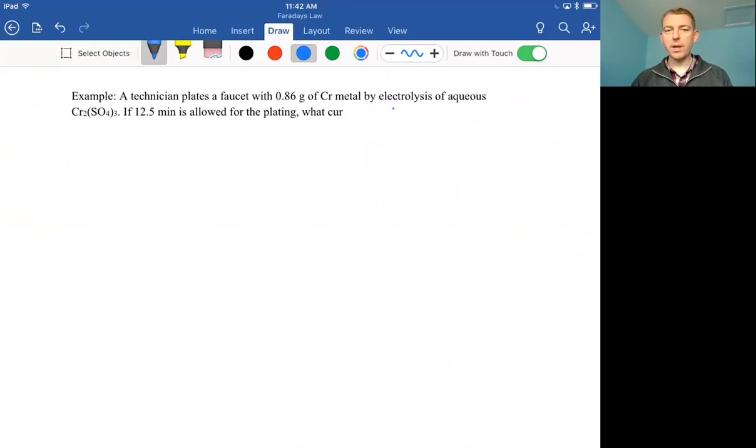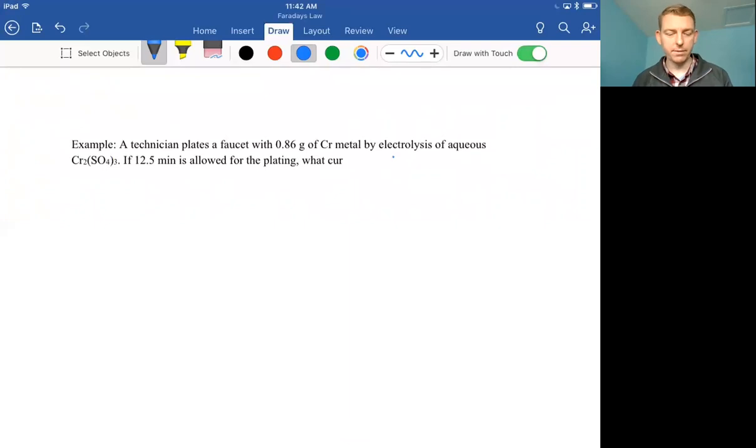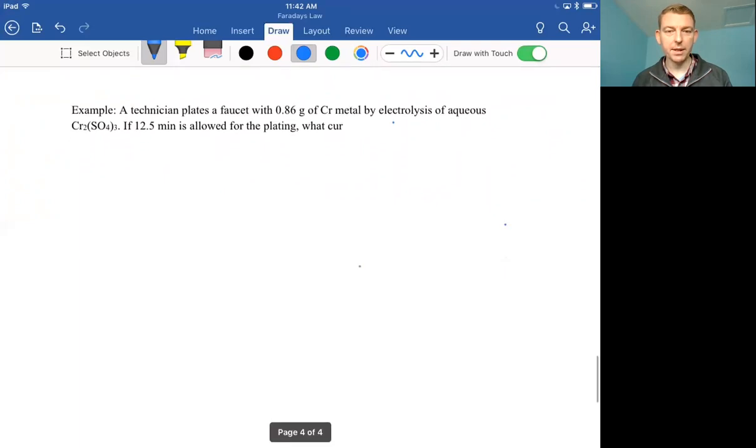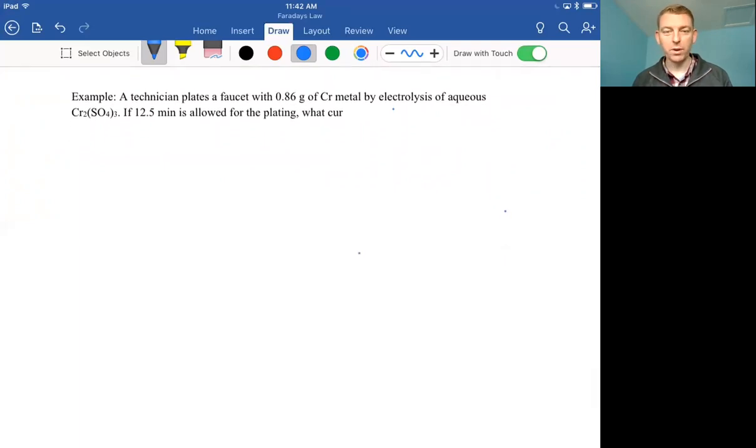Okay, in this case, we know an amount of metal that we want to deposit. What are we depositing onto? A faucet. Okay, so we're plating a faucet with chromium metal by electrolysis of aqueous chromium sulfate. If 12.5 minutes are allowed for plating, what current is needed? So how much current do we need to run through this circuit in order for this scenario to work?